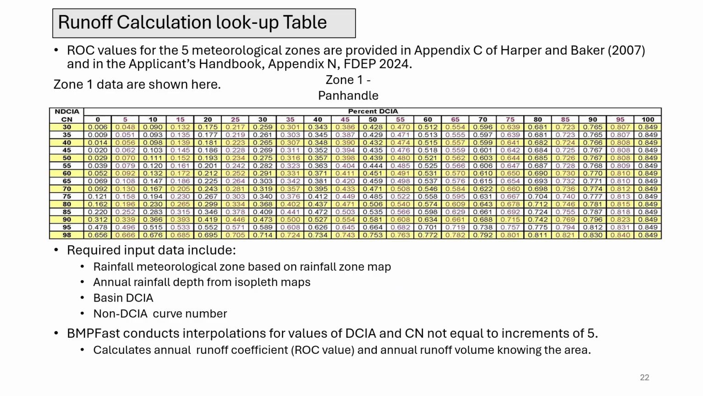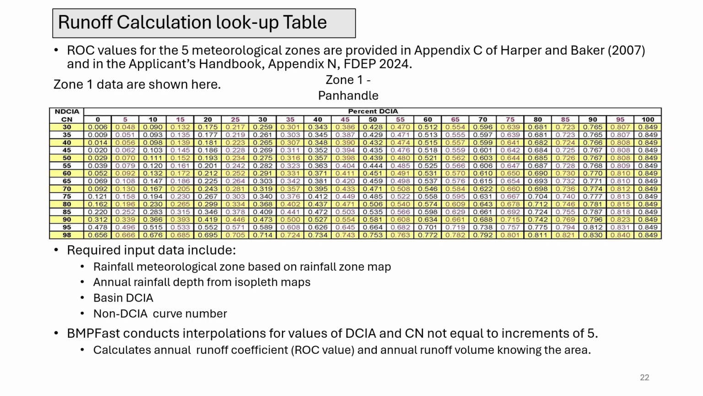Here we're looking at an example of a runoff coefficient, or ROC, lookup table. These tables are crucial for determining runoff coefficients, and there is a specific one provided for each of the 5 meteorological zones across Florida. The ROC values themselves can be found in Appendix C of Harper & Baker's 2007 publication, as well as in the Applicant's Handbook, Appendix N, published by FDEP in 2024.